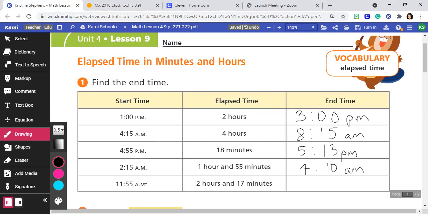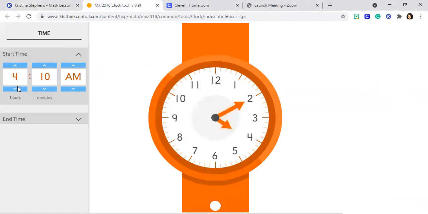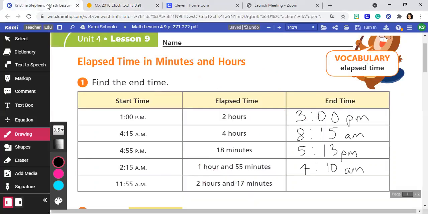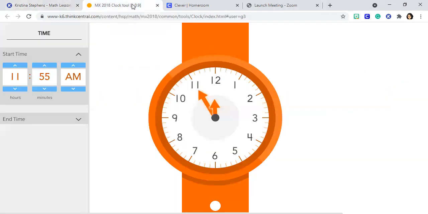All right. 11:55 a.m. 2 hours and 17 minutes. Well, 11:55 a.m. There we go. 11:55 a.m. And 2 hours and 17 minutes is our elapsed time here. If you need to pause to get your clock situated, remember that you can pause this video at any time.